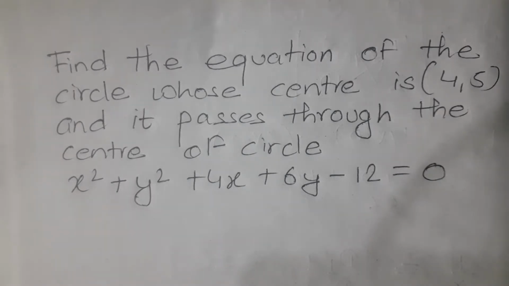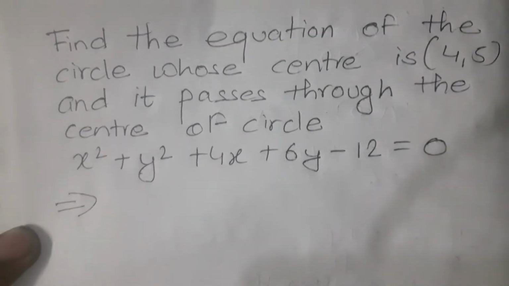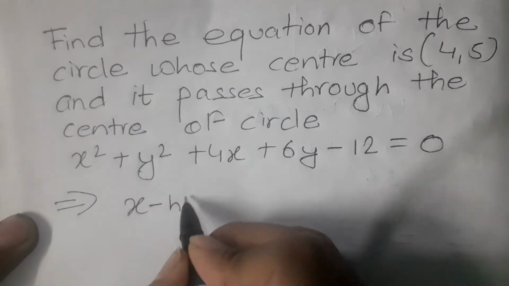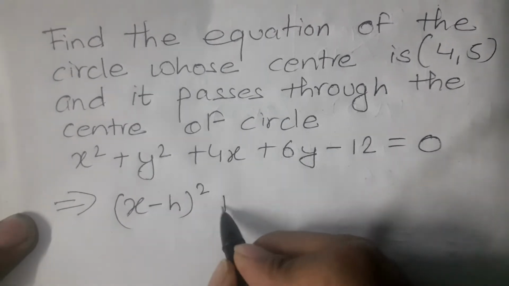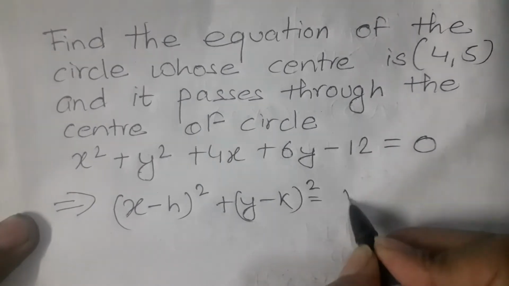So basically what I want to explain in this question is how to find the equation of the circle. So before you go to find the equation, you need to understand about the formula. So let me write the formula to find the equation of circle. So the formula is like this. It is x minus h whole square plus y minus k whole square is equals to r square.